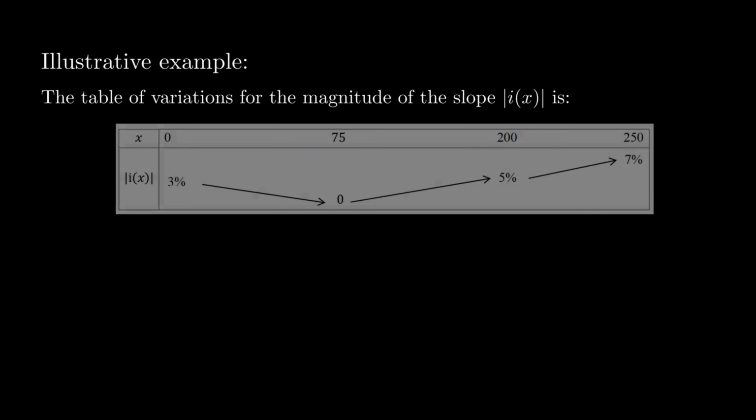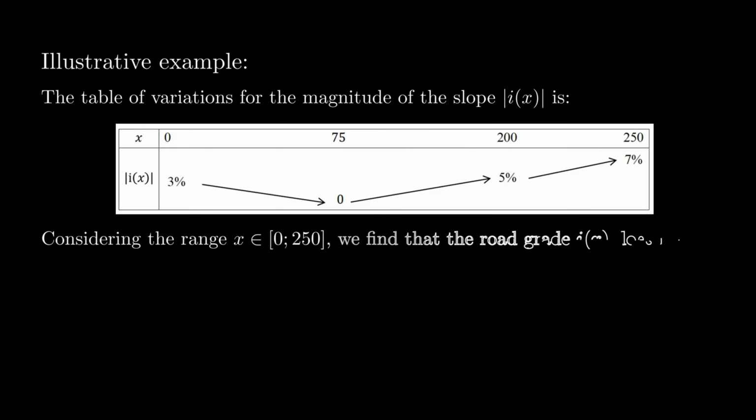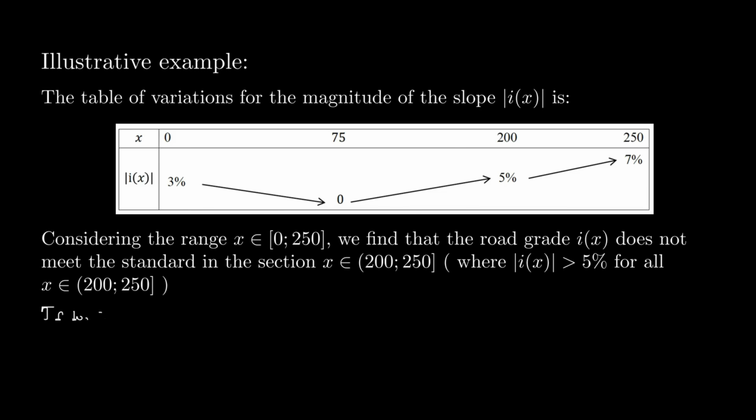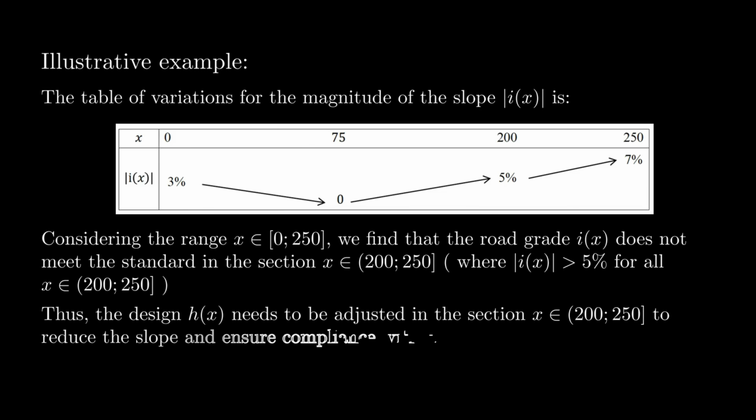We also have the table of variations for the magnitude of slope. Looking at the table, we can find that the absolute value is greater than 5% for all of the x in the range of 200 to 250. So in conclusion, the design h(x) needs to be adjusted in that section.